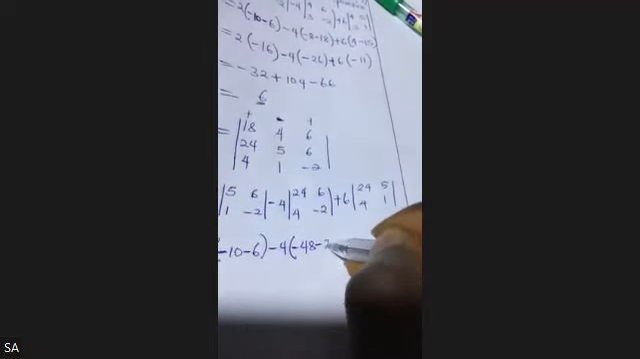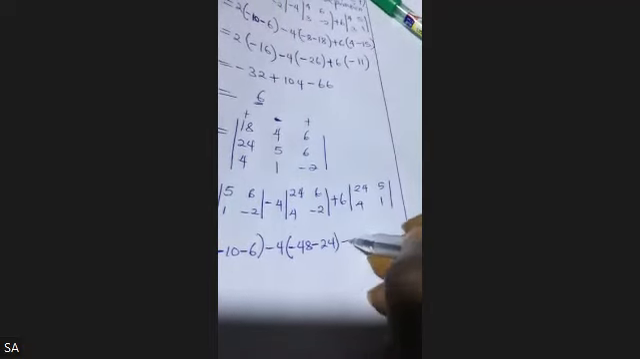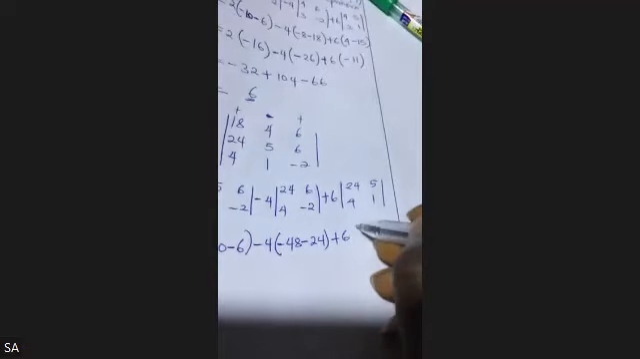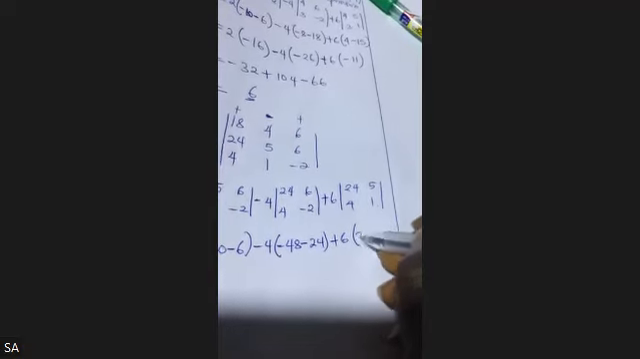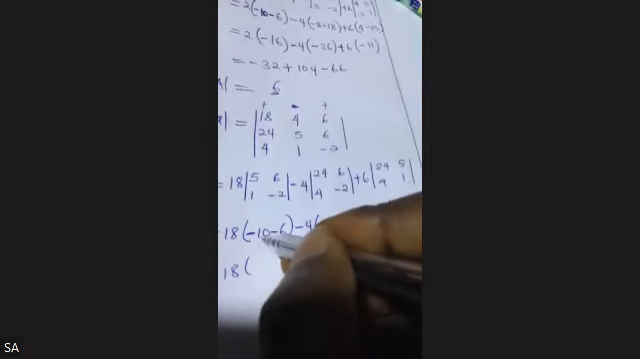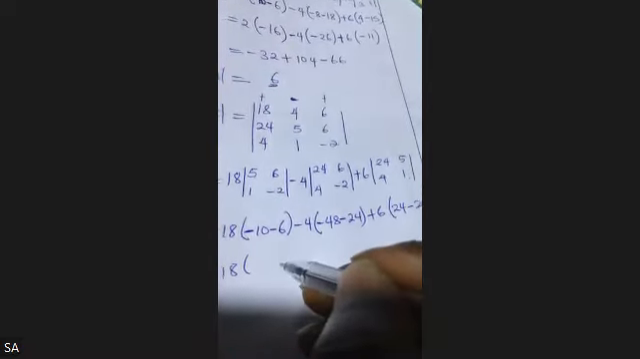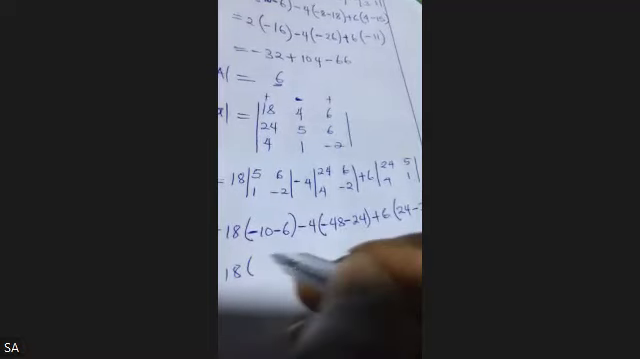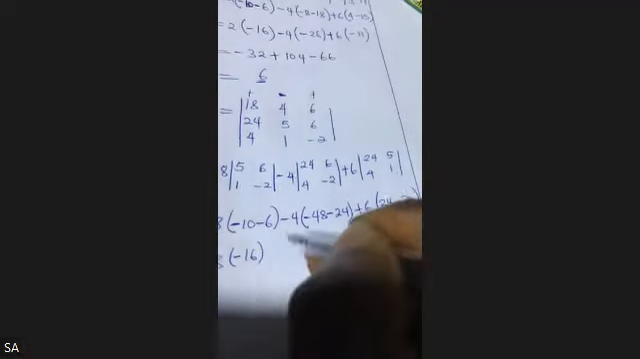So what I do, 4 times 6 is what? 24. Then plus 6. 24 times 1 is 24. Minus 5 times 4 is 20. Close bracket. Now let's sort it out. This is 18. Minus 10 minus 6. They owe me 10 naira. They owe Young 6 naira. So that means they owe us 16 naira. Then minus 4 into minus 48 minus 24.